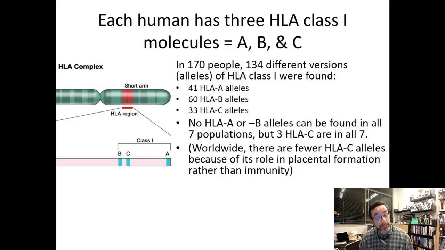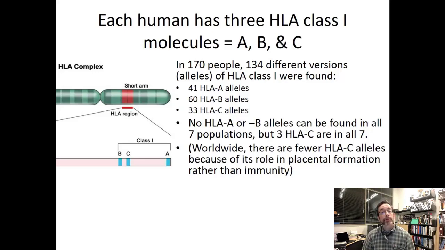So out of 170 people that they were able to compare, 134 different alleles of HLA class 1 molecules were found. They found 41 different HLA-As, 60 different HLA-Bs, and 33 different HLA-Cs. That already tells you right there, there's a lot of diversity. There's basically 1/3 as many alleles for an individual gene cluster as there are people. So probably most people have different alleles, because you can have a separate HLA-A from HLA-B and from HLA-C.